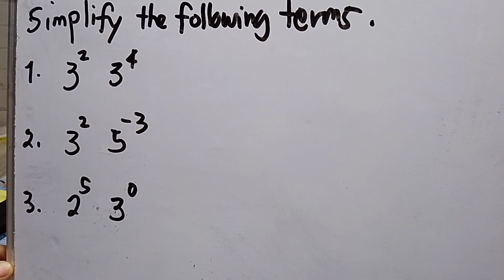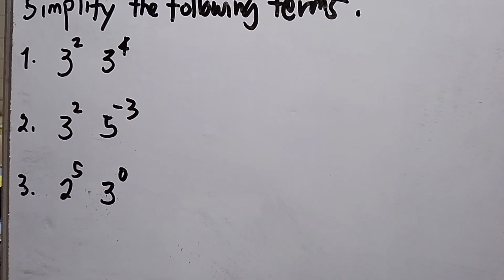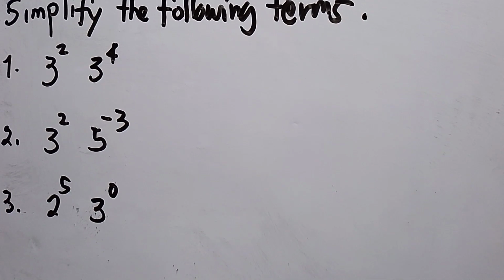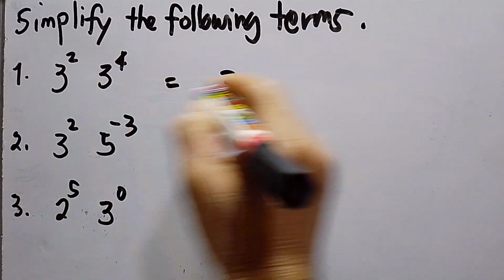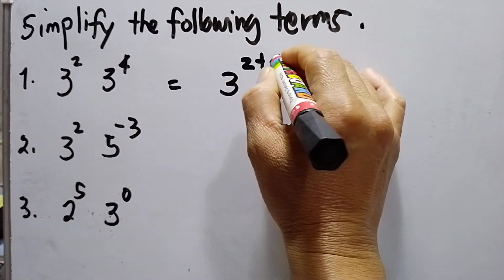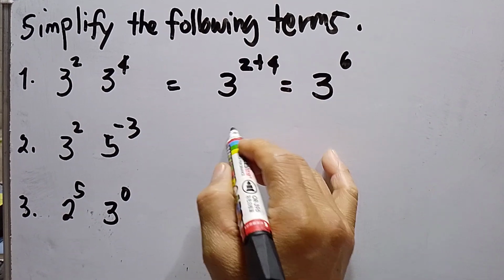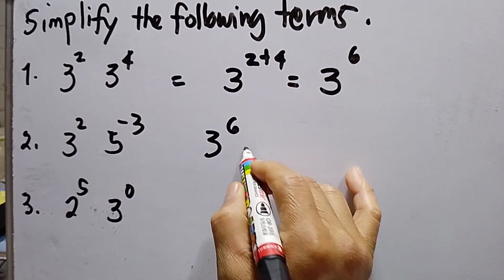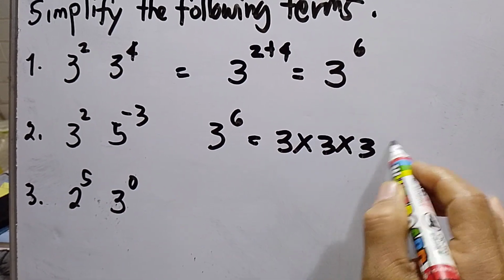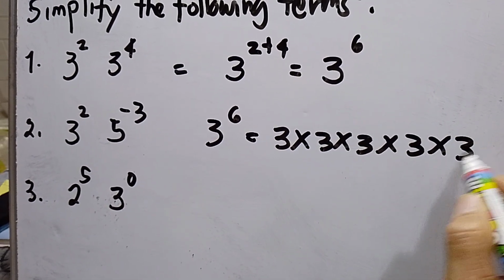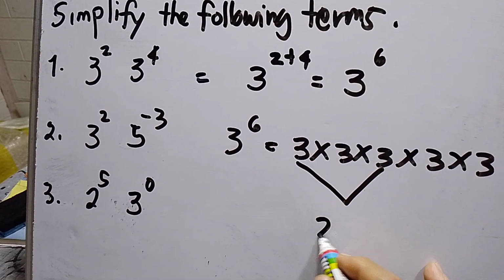This is algebra. Okay, number one, 3 to the second power times 3 to the fourth power. So I need to copy the base and then add exponents, 2 plus 4, this will be 3 raised to the 6th power. So what is 3 to the 6th power? So 3 times 3 times 3 times 3. So this will be 27.